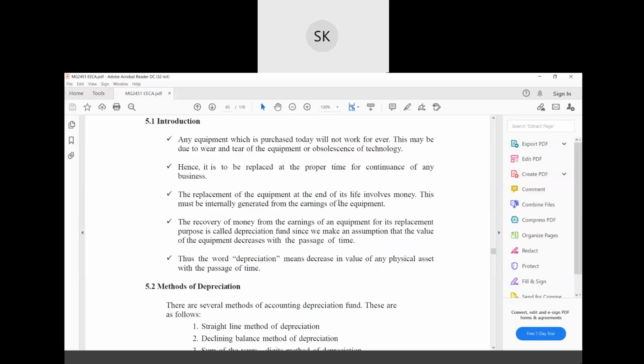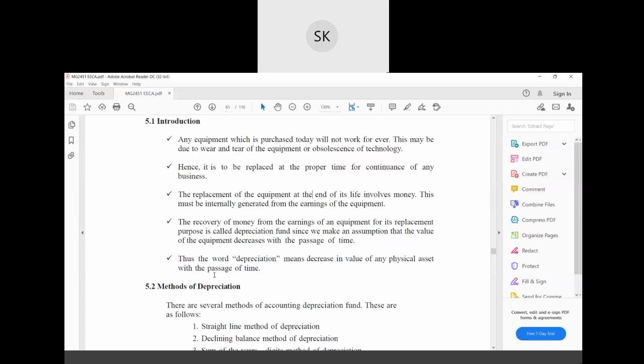Now, recovery of money from the earnings of an equipment for its replacement purpose is called depreciation fund. Since we make an assumption that the value of the equipment decreases with the passage of time, the decrease in its value is nothing but your depreciation. Thus, the word depreciation means decrease in value of any physical asset with the passage of time. In simple words, how much its value has decreased with the passage of time is the depreciation.